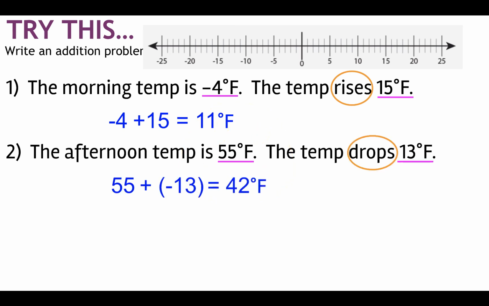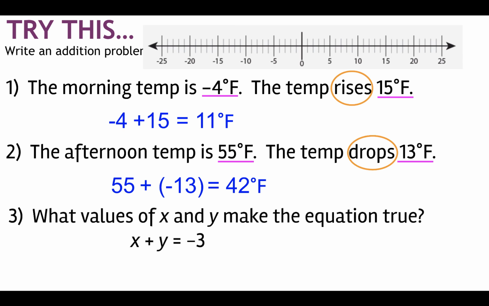So when we set this up as an addition problem, it's 55 plus a -13. And you might say, well, I did 55 minus 13. And while yes, I see that, the directions say we need to write an addition problem. So recognizing that an integer to represent drops 13 degrees Fahrenheit would be -13. 55 plus -13 is 42 degrees Fahrenheit.